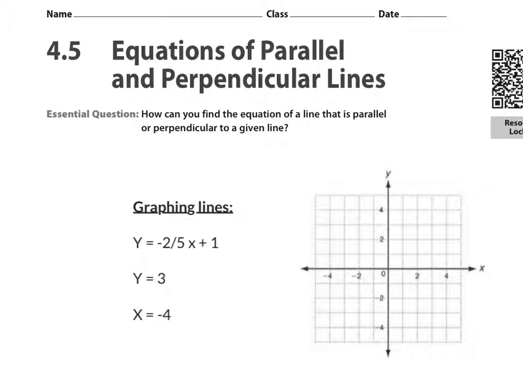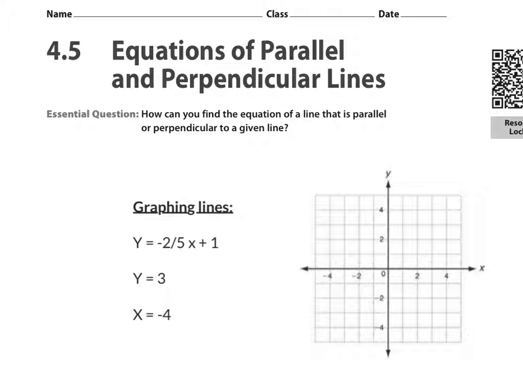We know parallel are two lines in the same plane that never intersect, and perpendicular are two lines in the same plane that intersect at a 90-degree angle. So since we're talking about lines, let's just do a brief review from Algebra 1. So the first thing I want to talk about is just how to graph lines.